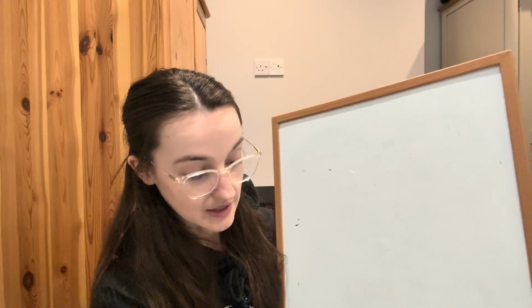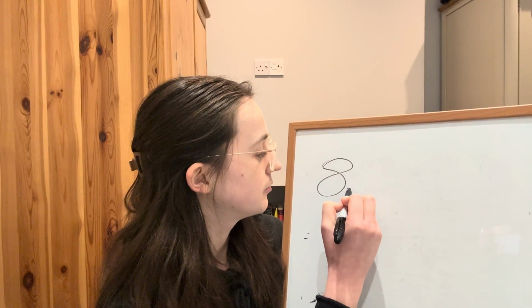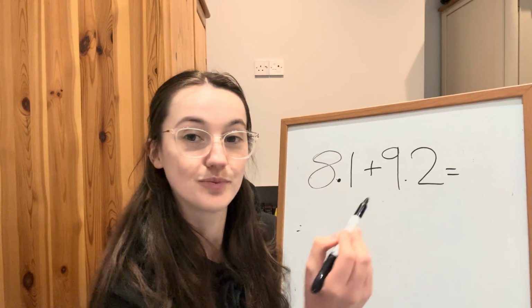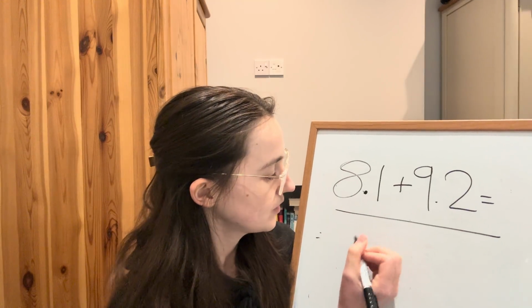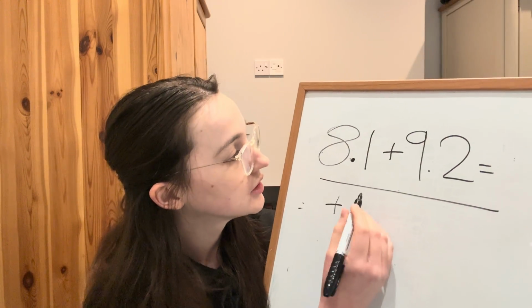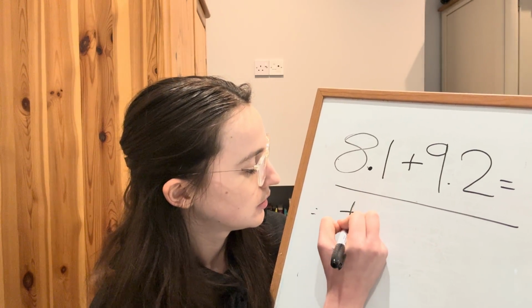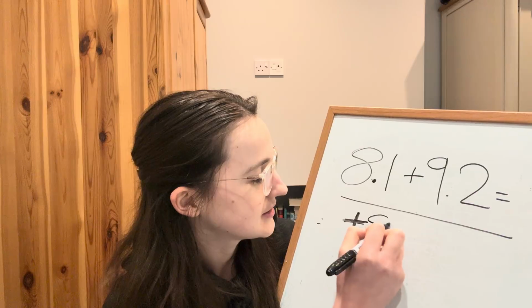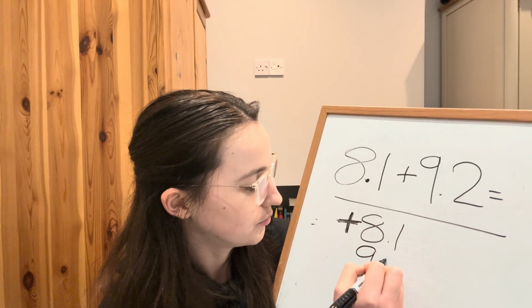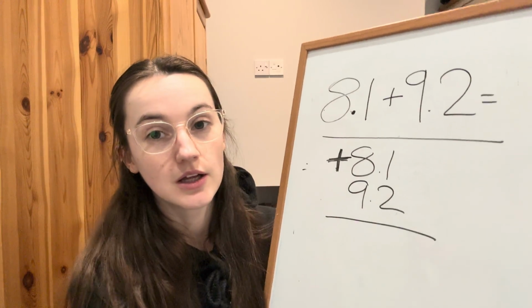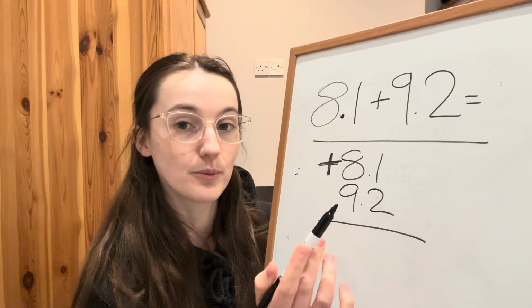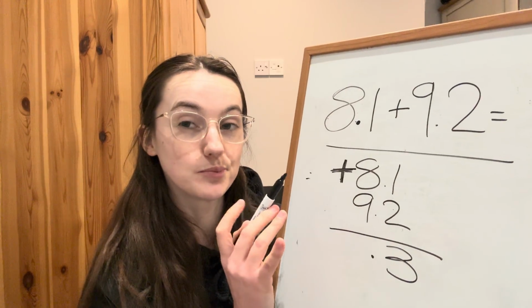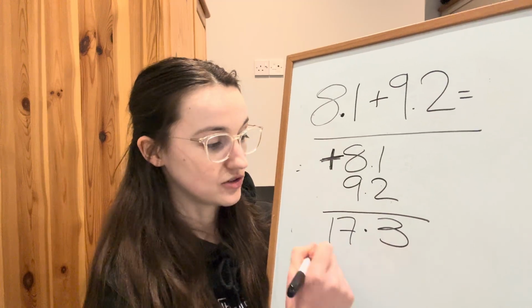Okay, so your next one is 8.1 plus 9.2. Okay, so let's try the multiplication way. So we're going to do actually the plus way, not multiplication way. We're going to do 8.1 plus 9.2. So if we did 1 plus 2 gives us 3. Well done. Point, you've got to put your point in. Now it's 9 plus 8, 17. Very good. So that gives you 17.3.